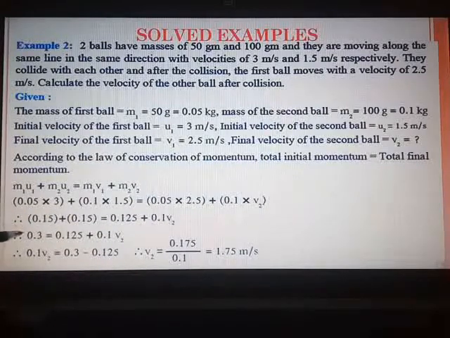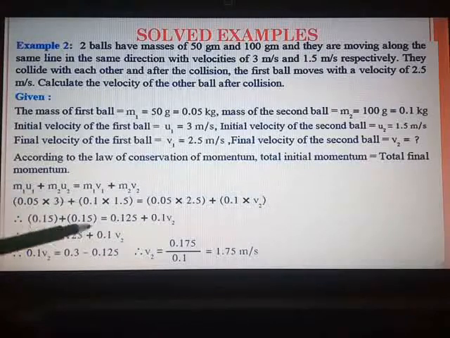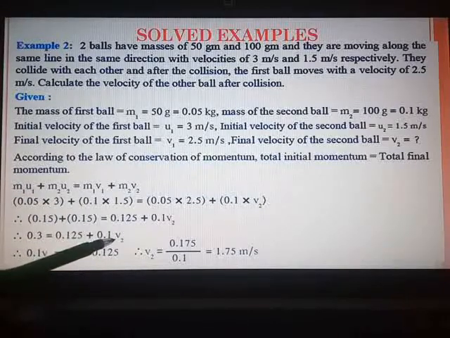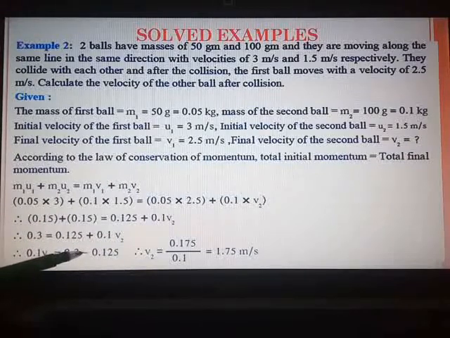Add both this, you will get 0.3 is equal to 0.125 plus 0.1 V2. Right hand side remains the same. Now 0.1 V2 keep over here and shift this on the left hand side, so it will become minus. So your V2 will be 0.175, which is 0.3 minus 0.125.